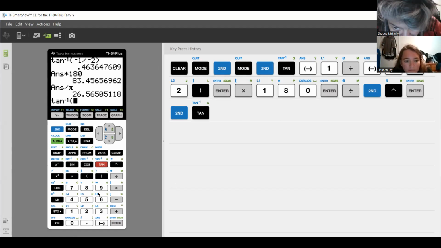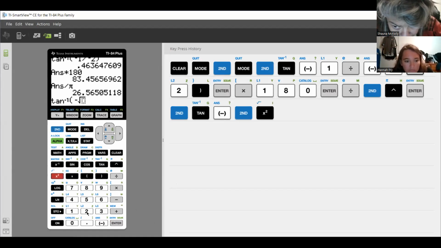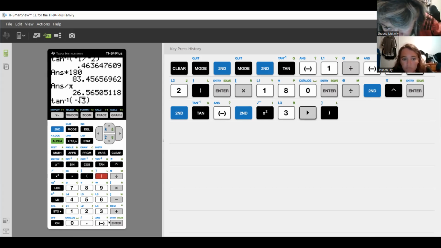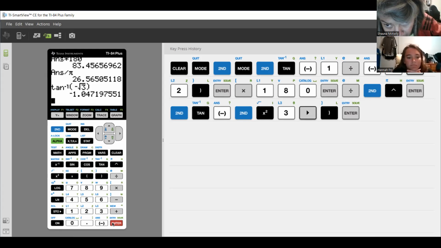Then you're going to say negative square root of 3, second, square root 3 like this. Okay, and now keep in mind this is going to be in radians. So I hit enter here and I get negative 1.04.